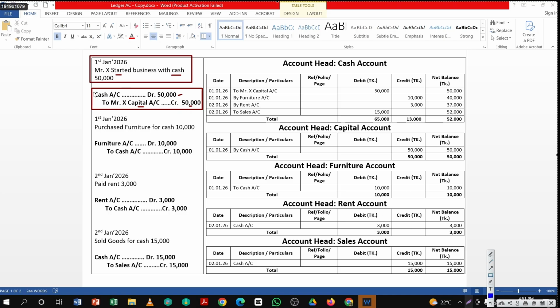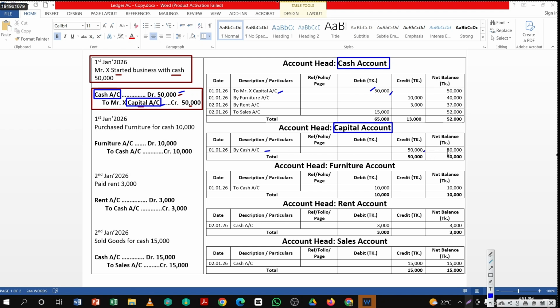Here we can see two ledger accounts, one is cash account and another is capital account. Cash account ledger and capital account ledger. Cash increase, that is debit, cash account ledger to capital account debit 50,000 taka. And capital account ledger, liability increase, capital account credit taka 50,000 by cash.